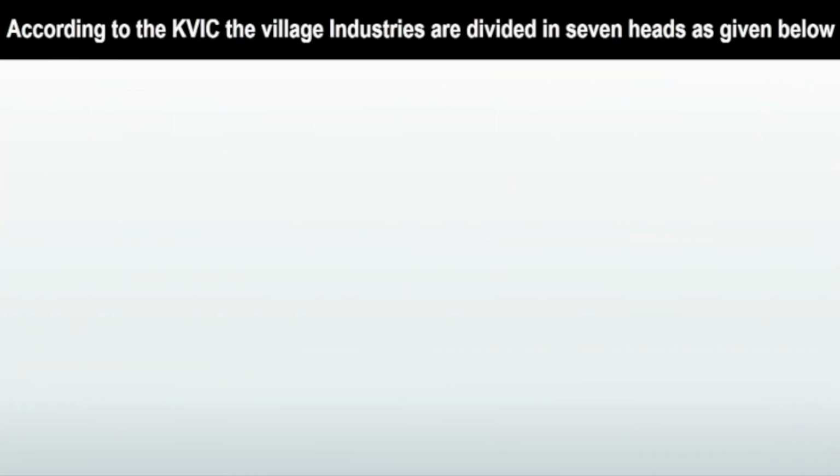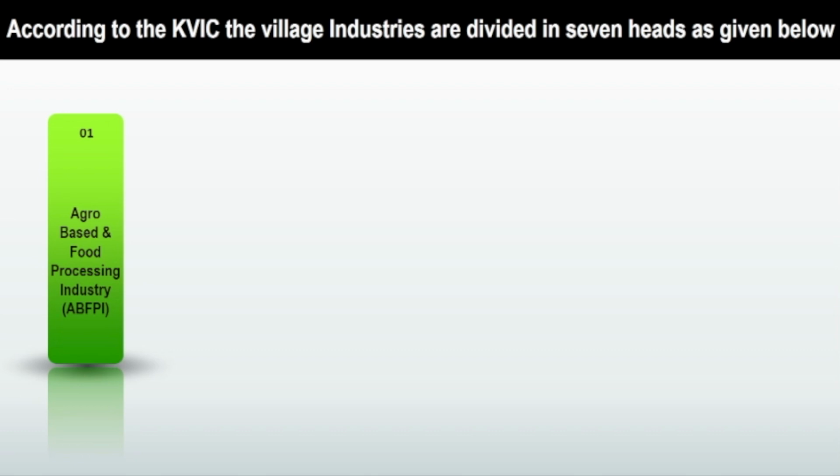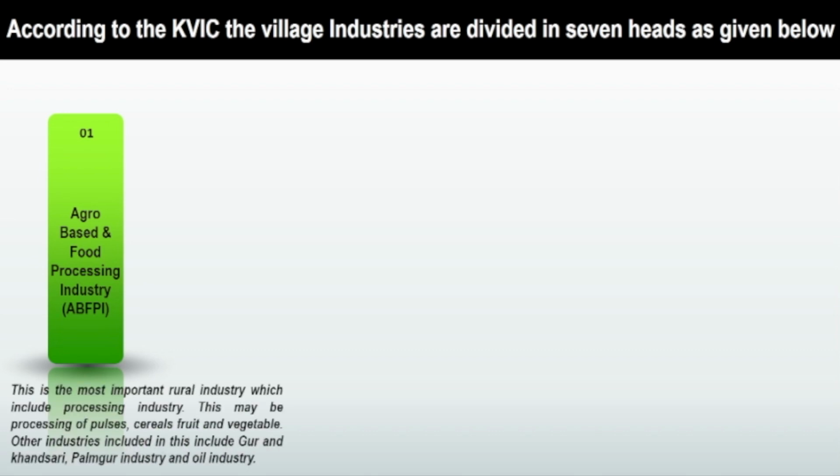The first one is agro-based and food processing industry. This is the most important rural industry, which includes the processing industry. This may be processing of pulses, cereals, fruits and vegetables. Other industries included in this are gur and khandsari, palm gur industry, as well as the oil industry.